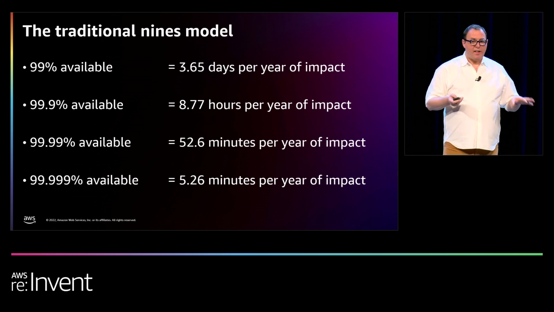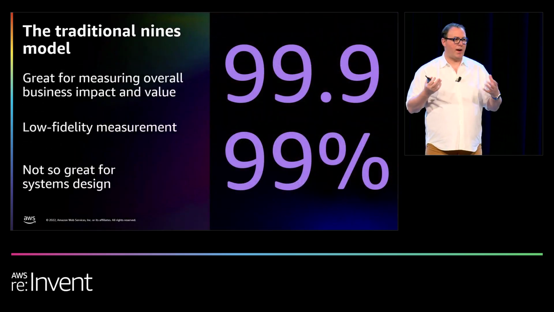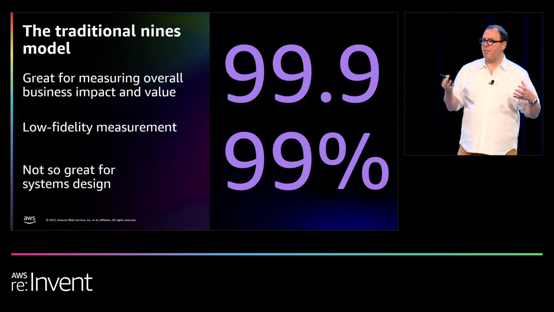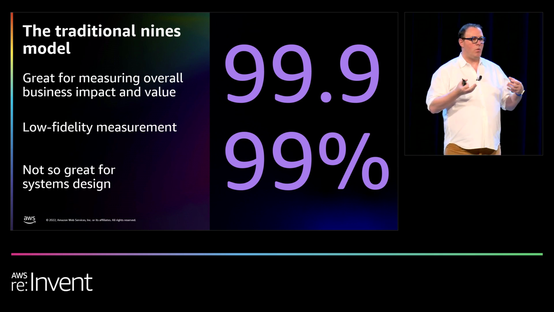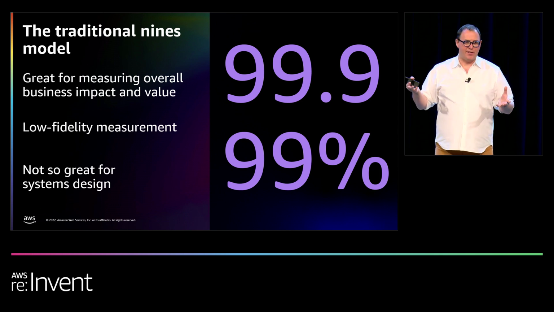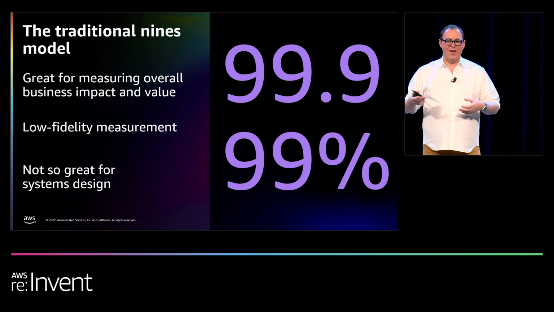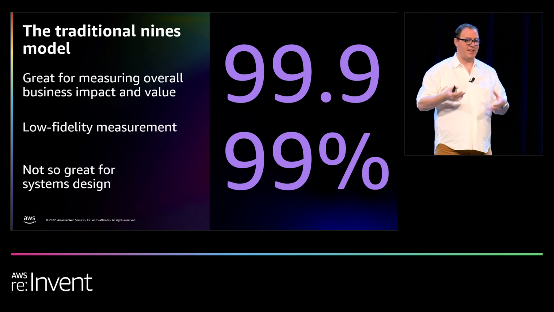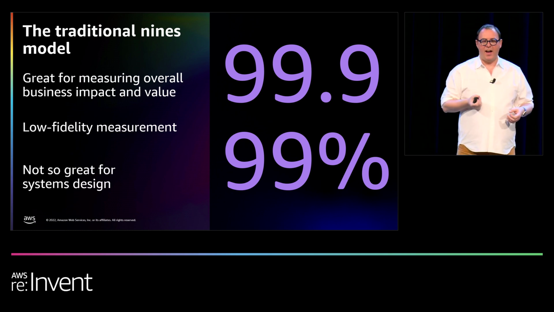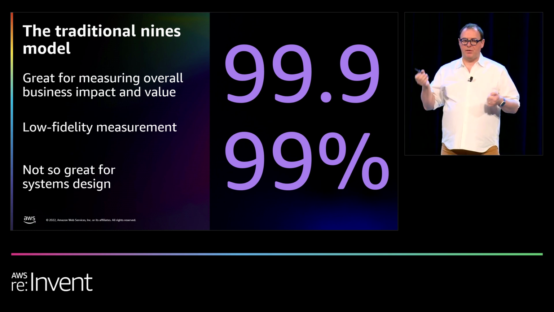And this model is useful. It's great for measuring overall business impact and value. Right? It does very succinctly summarize, well, how available was that system in a year? How often did I have to work around it? All of those things. You can see these baked into business relationships and SLAs and so on, often expressed in terms of numbers of nines.